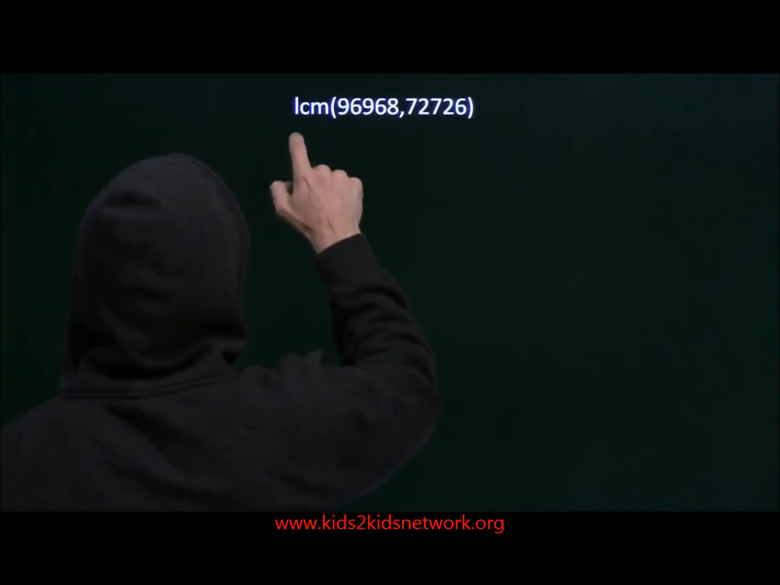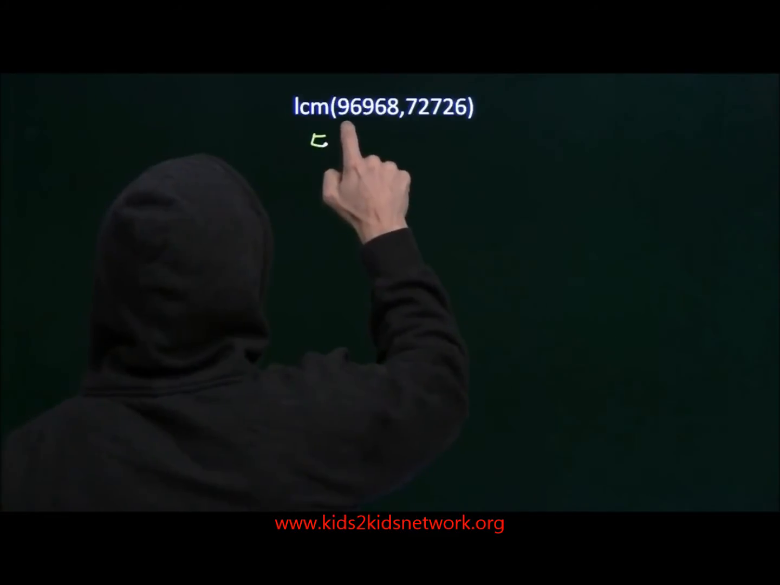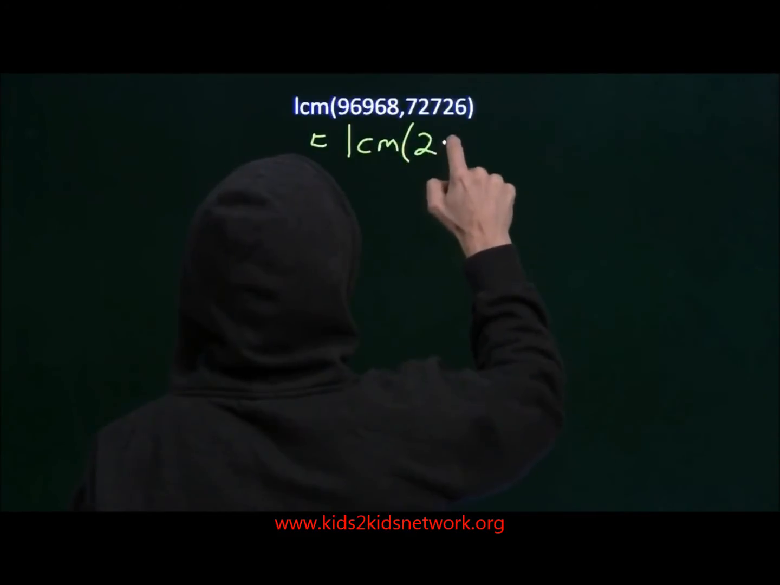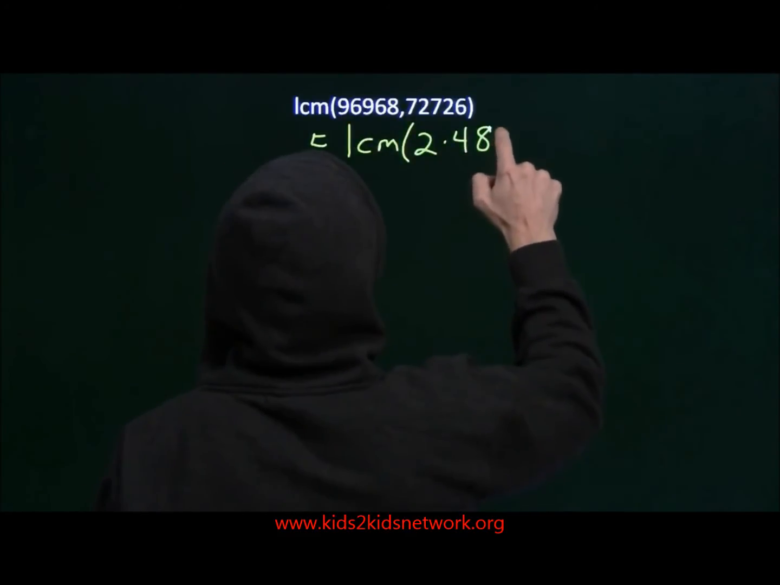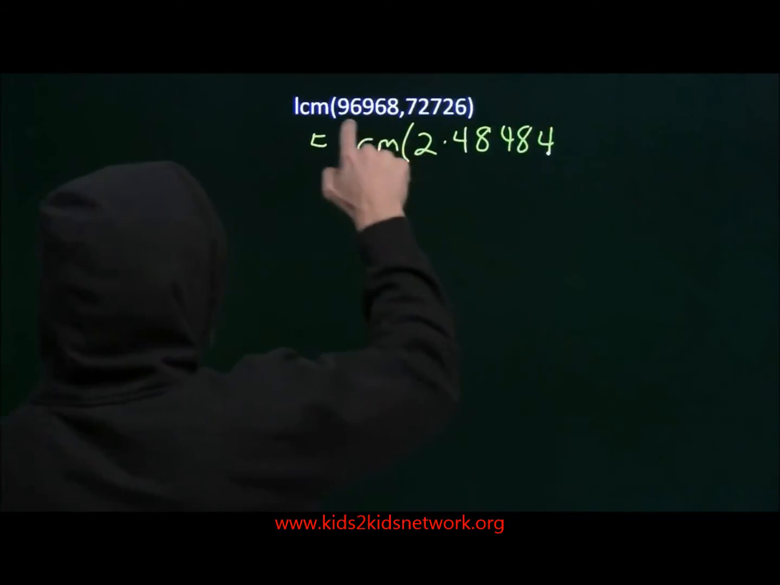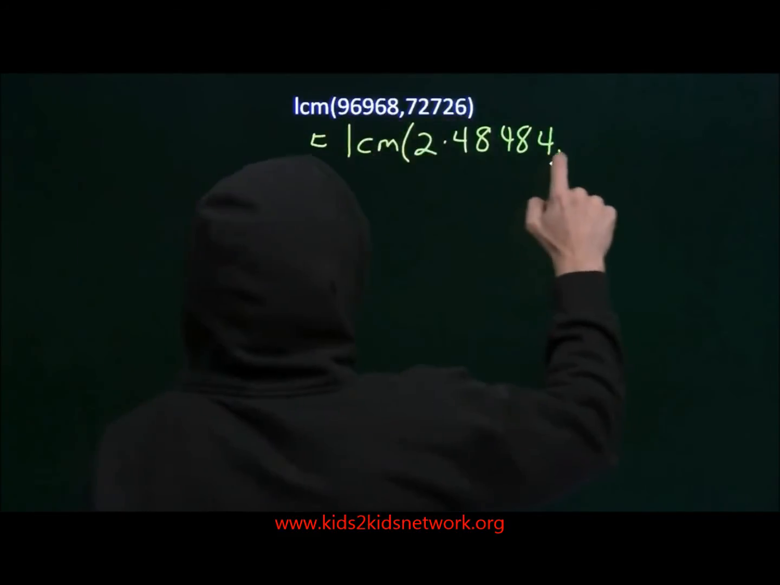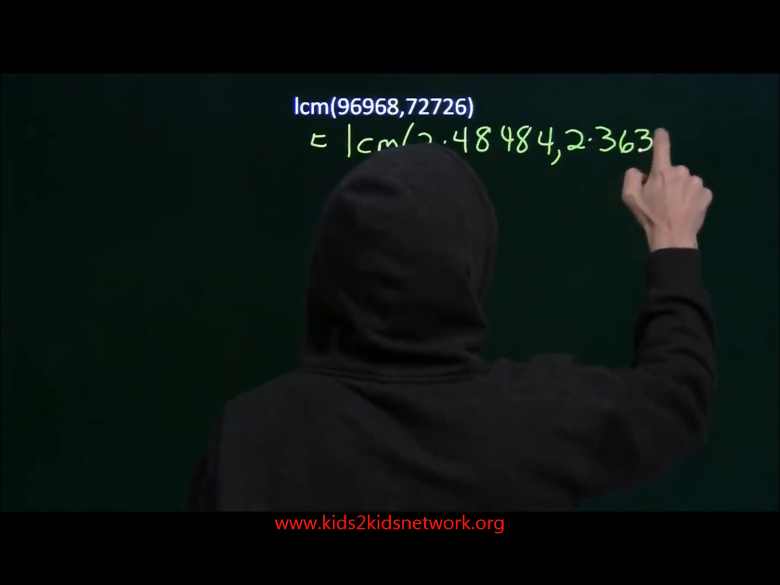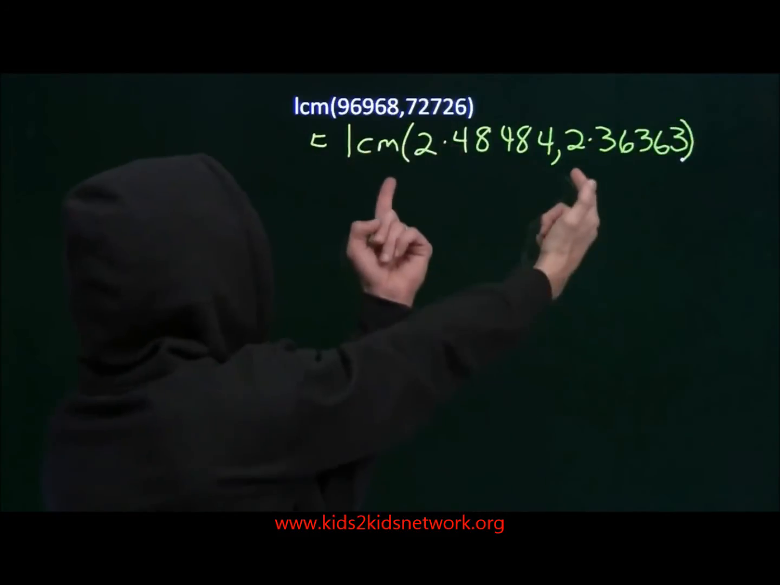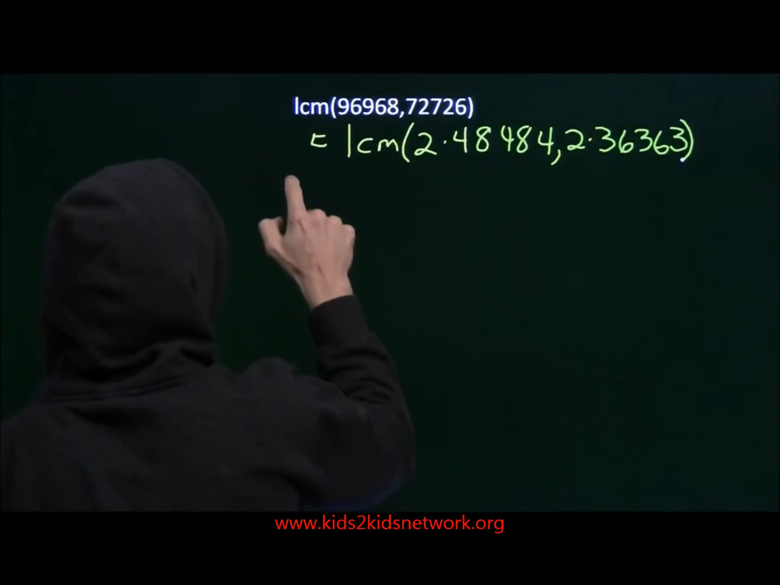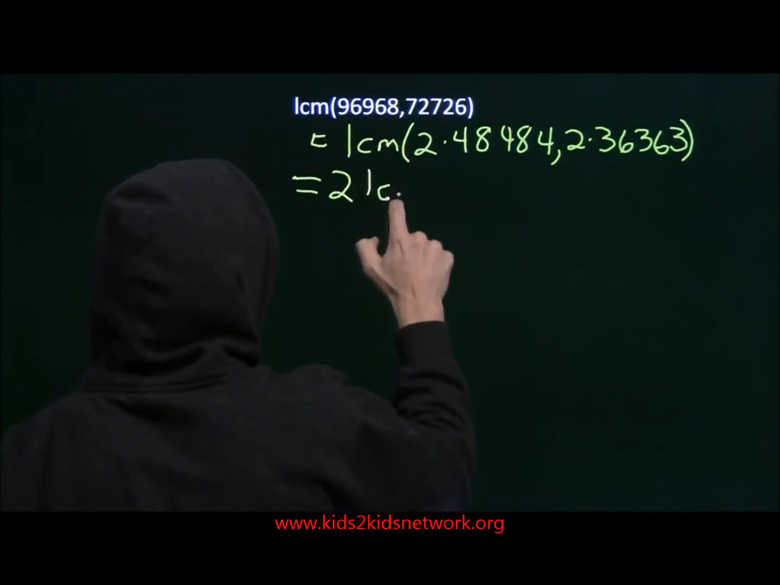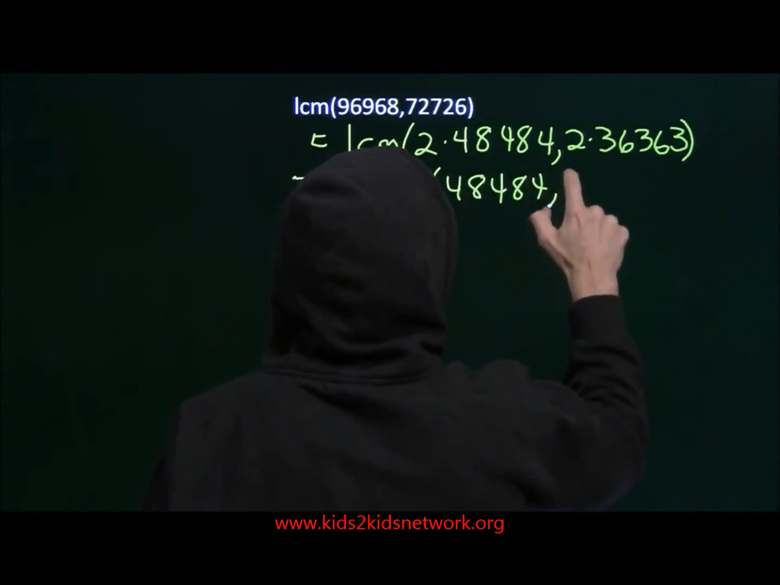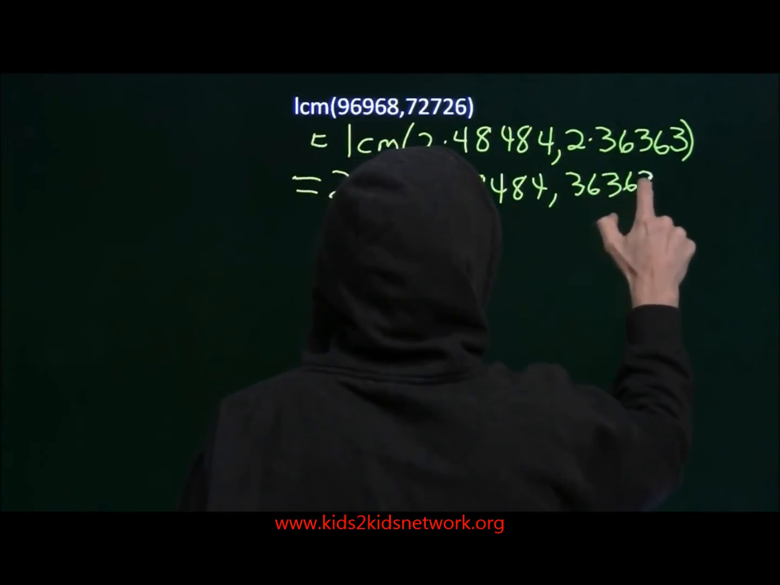So first we're going to write these as 2 times something. So this is just the LCM of 2 times, let's see, divide this by 2. 2 goes into 9. Let's see, that's 4. Carry the 1. 16. 4, 8, 4, 8, 4. And all I did was divide 2 into that massive number there. I'm going to do the same thing here. I'm going to pull out a 2. That's going to leave me 36, 36, 3. And now I've got this common factor of 2. I can pull it out of the least common multiple. This is 2 times the least common multiple of 4, 8, 4, 8, 4 and 3, 6, 3, 6, 3.